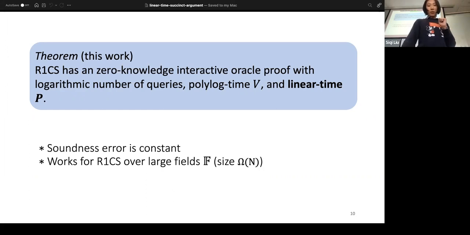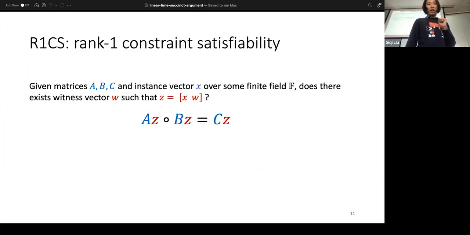Before marching on, I need to quickly define this rank 1 constraint satisfiability problem. This is a problem where the input instance is matrices A, B, and C, and some vector X, all of these over a certain finite field F. That's why we have that requirement on the finite field in the last slides.